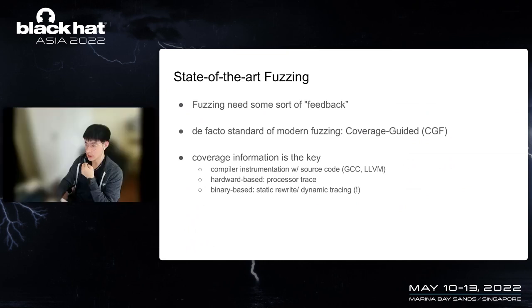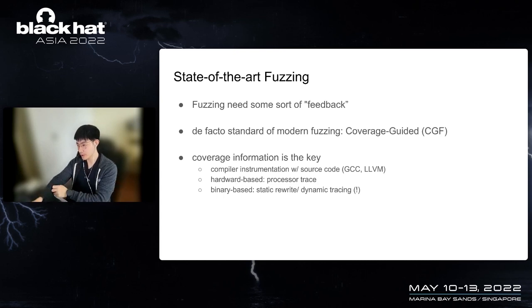Hey, thanks Tao. Since the time is ticking, I will go a bit faster here. To find the previously mentioned bugs, we need some sort of fuzzing to do the bug hunting. The state of the art is coverage-guided fuzzing. And you know that fuzzing needs some sort of feedback, and the coverage information is the key.